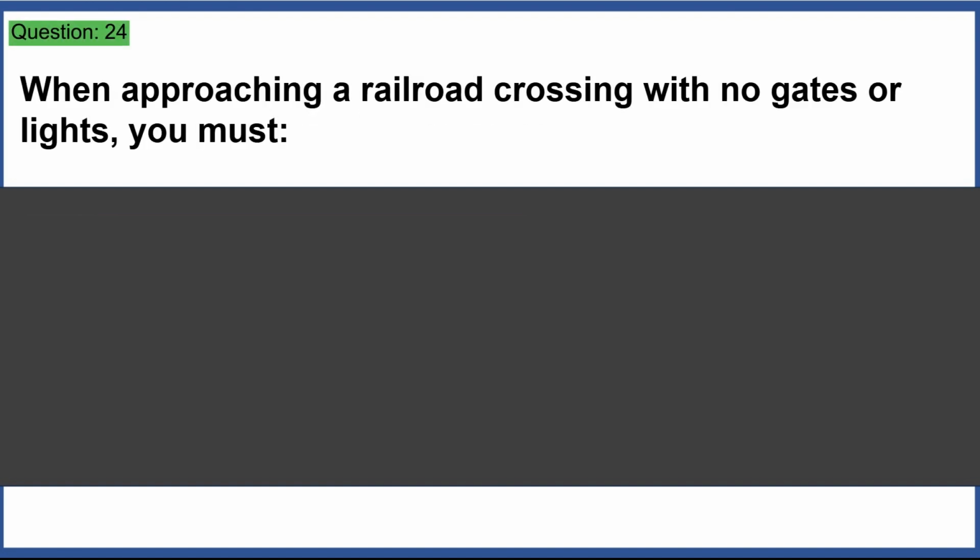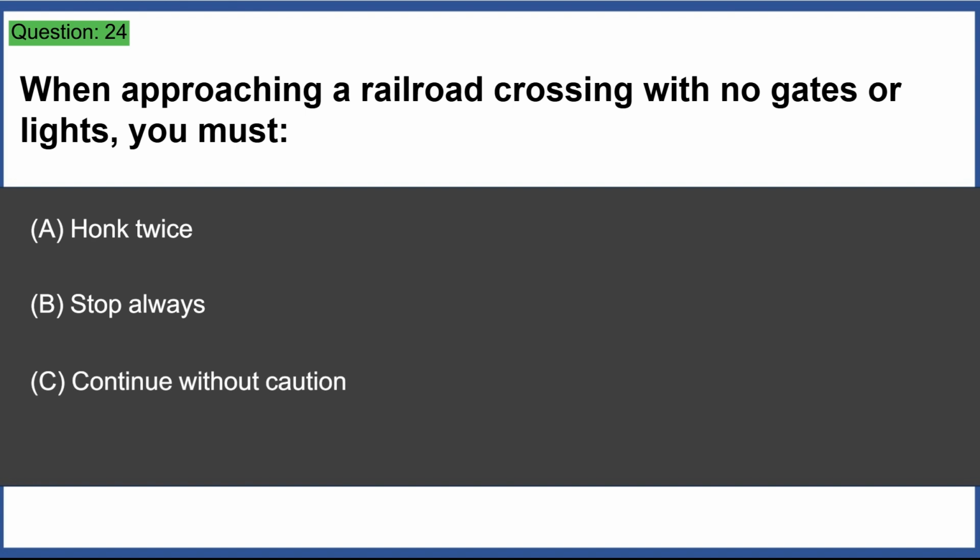When approaching a railroad crossing with no gates or lights, you must: A. Honk twice. B. Stop always. C. Continue without caution. D. Slow down and look.